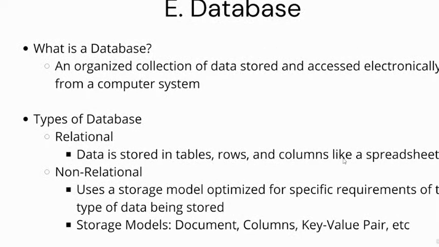A database, in simpler terms, is an organized collection of data stored and accessed electronically from a computer system. There are two main types of databases, relational and non-relational. In case of relational databases, data is usually stored in tables, rows, and columns like a spreadsheet. Non-relational databases use a storage model optimized for specific requirements of the type of data being stored. There are different types of storage models, and we'll take a deep look into each of these models in the next session.